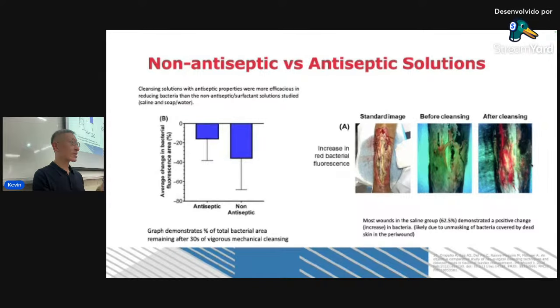So that's one point. The second point is, by using saline, you're not able to remove the bacteria. Versus using an antiseptic agent, the efficacy and effectiveness of removing bacteria is much better compared to saline.